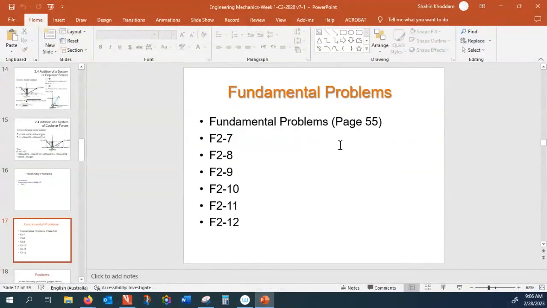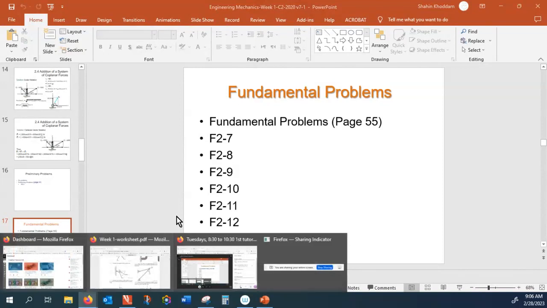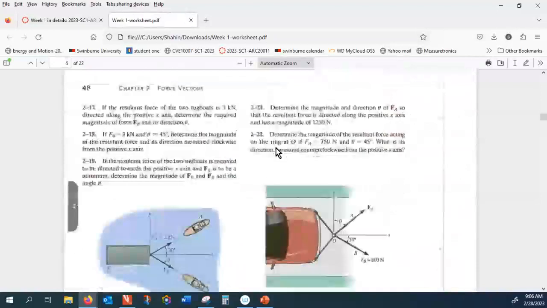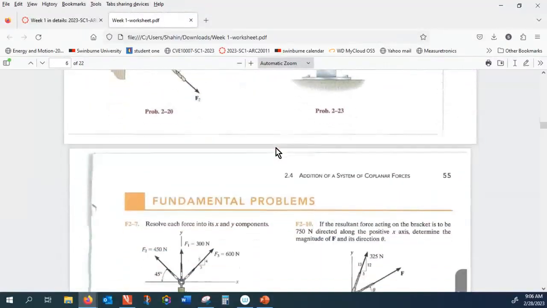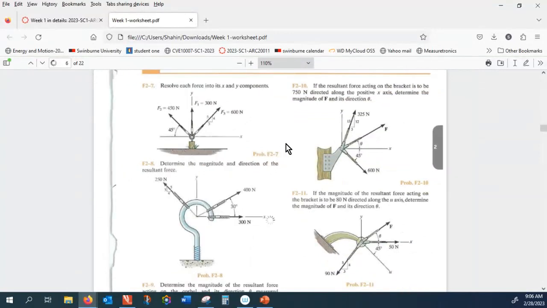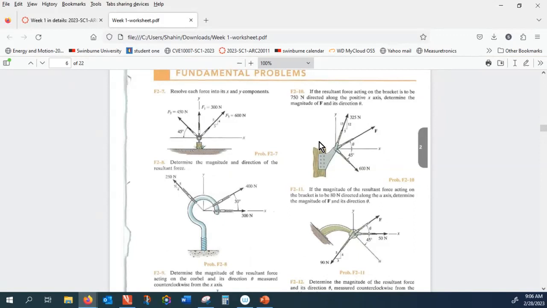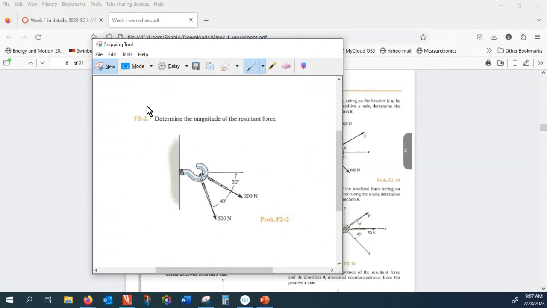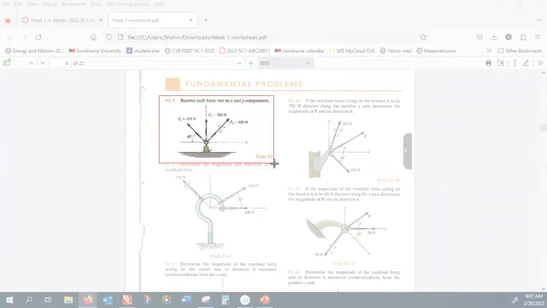Let's go to page 55. You tell me whether you want something simple, medium, or difficult. How about 2-7 or 2-8? Which one? Simple. Okay, I like that. Let's do simple first. That's very reasonable.